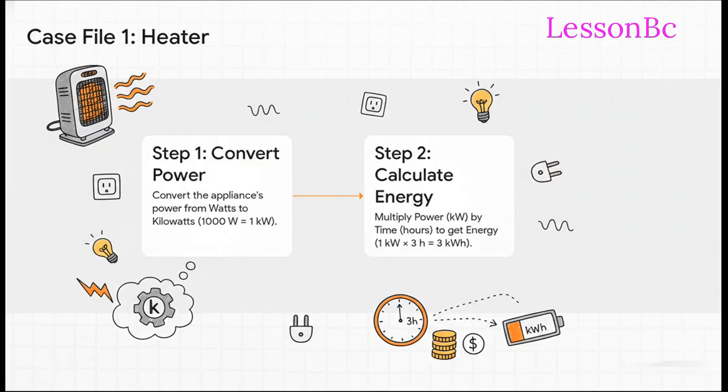First, we've got to convert the watts into kilowatts. So 1,000 watts is just 1 kilowatt. Easy enough. Second, we multiply that by the time. So 1 kilowatt times 3 hours equals 3 kilowatt hours. That's it. That's the total energy it used.